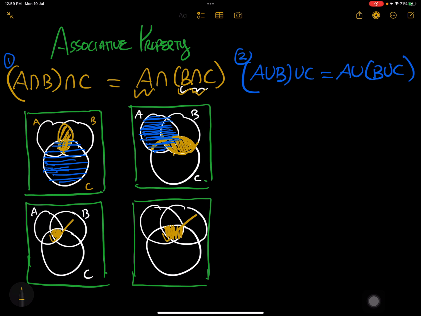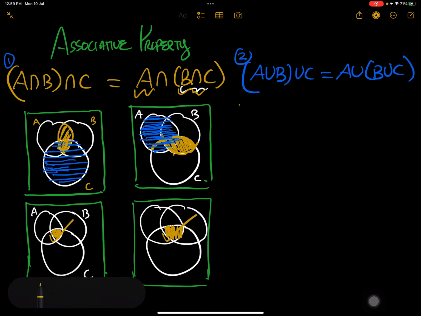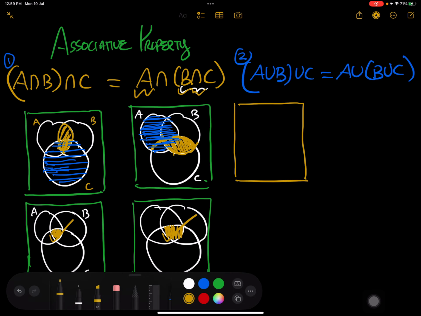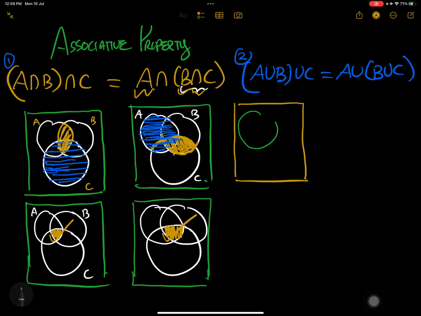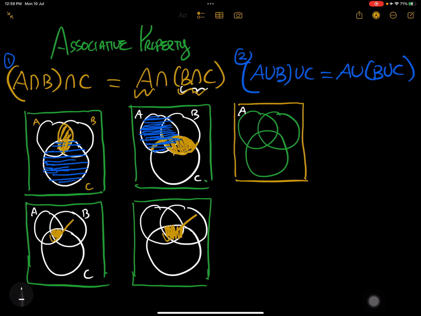Now let's quickly look at A union B union C. What we are looking at here is pretty much having our first diagram, with our three rings like this, and inside we're going to shade. So here we have A, B, and C.